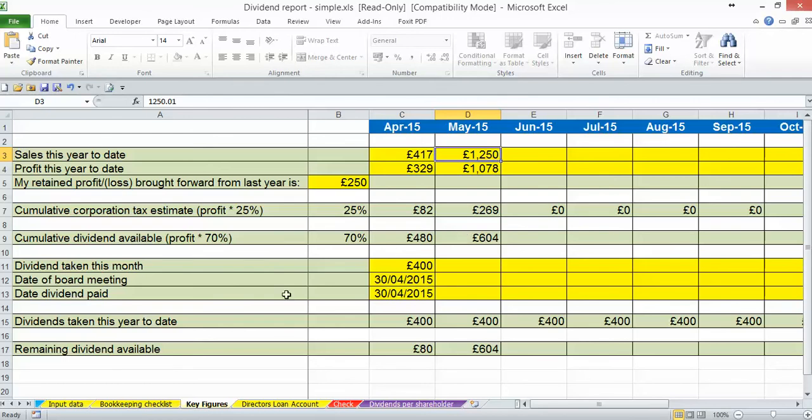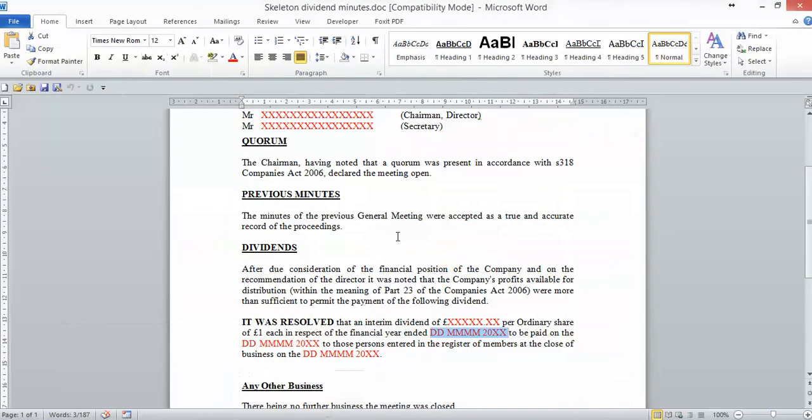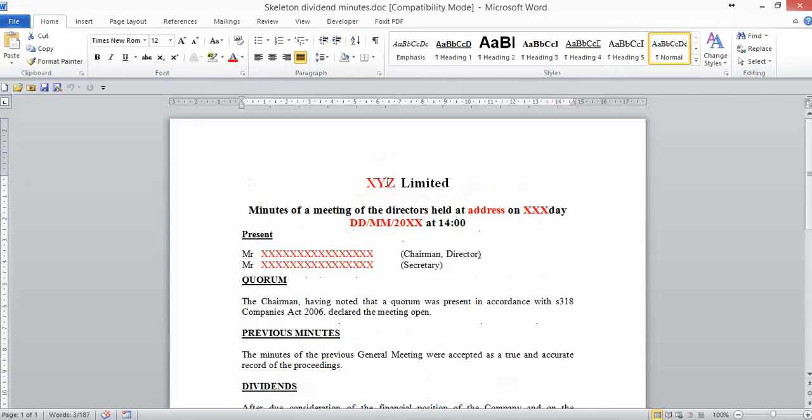Now there's some housekeeping to be done. They need to do a dividend minute, and in the minute they'll put the business name there, so John Smith Limited, the address they held the meeting, and that will be the physical address that they held the meeting. Normally the registered office, it may be their home address or an external office if they have one. The only stipulation is not the registered office if that's a virtual office.